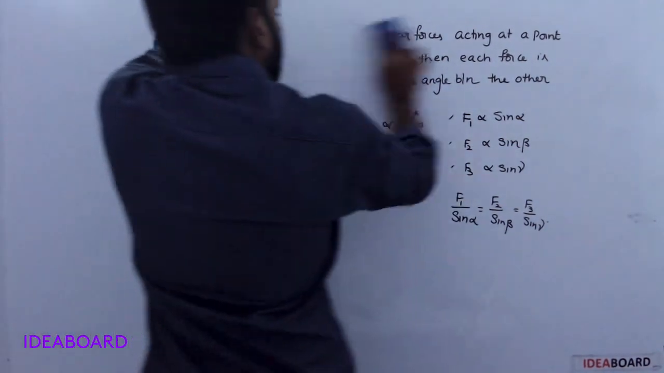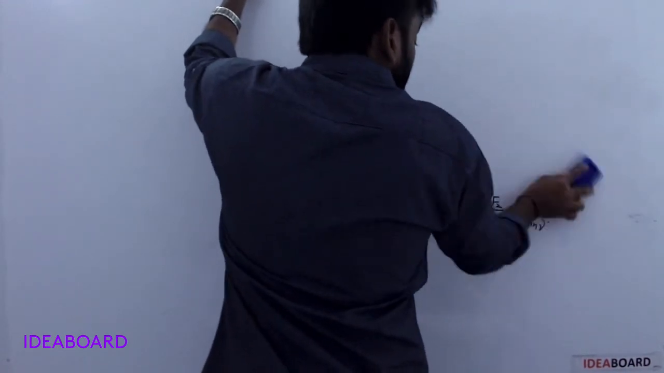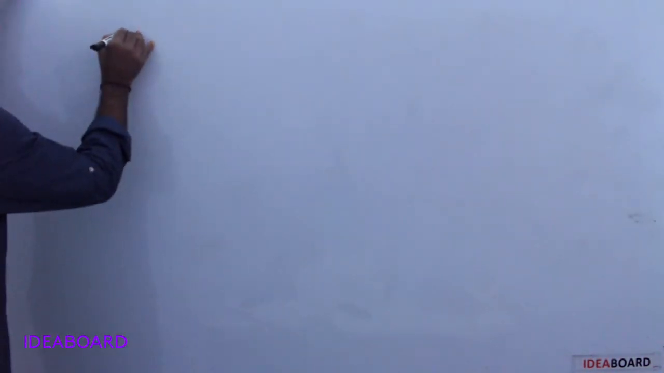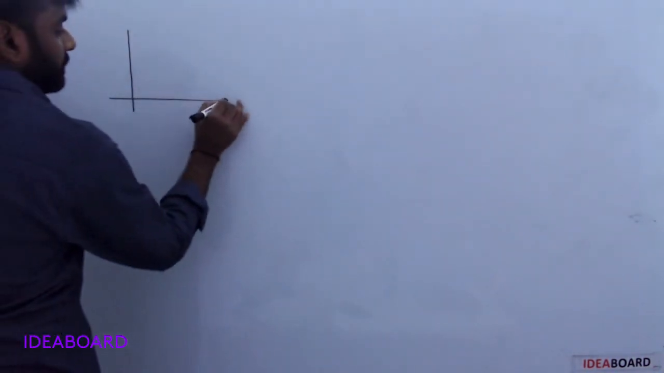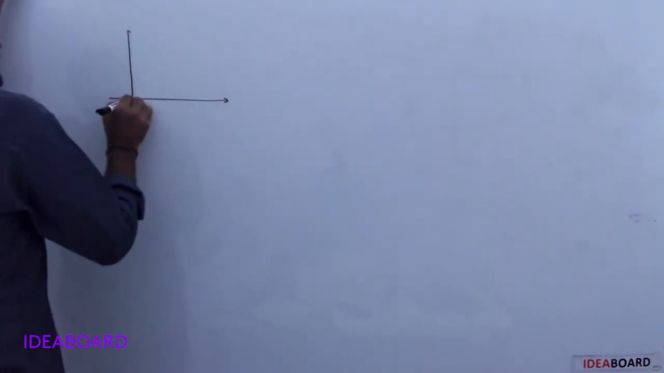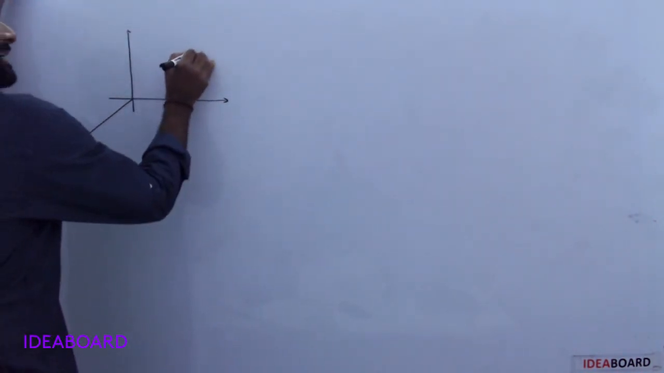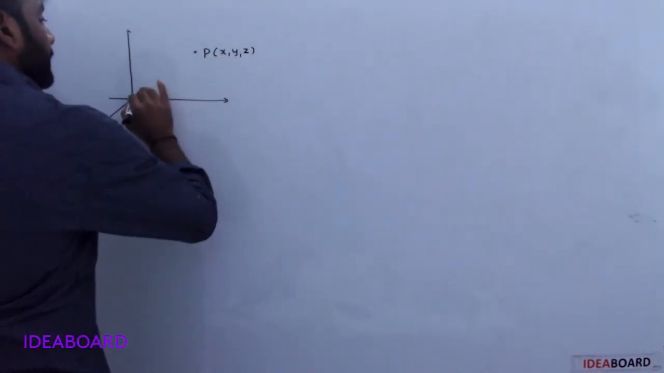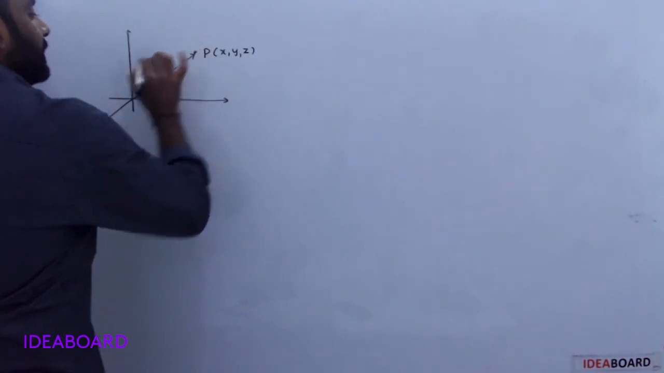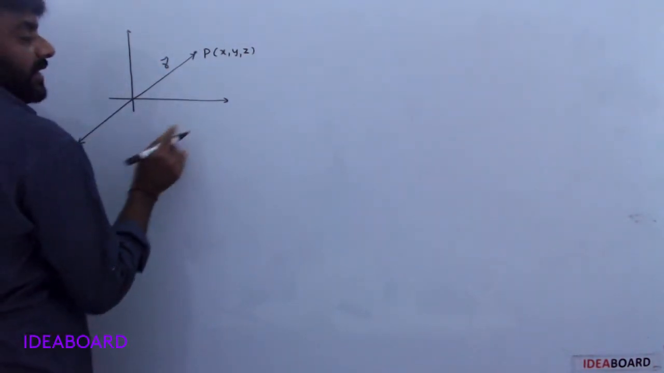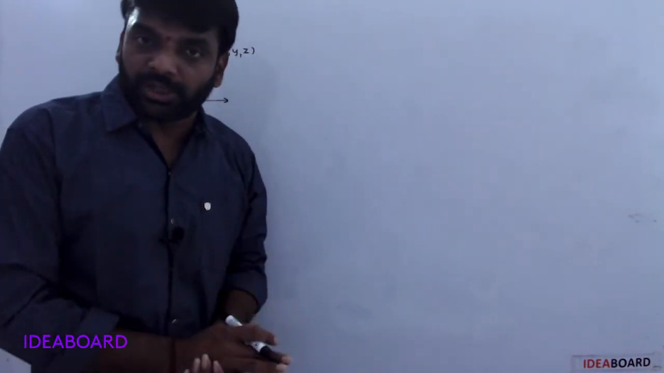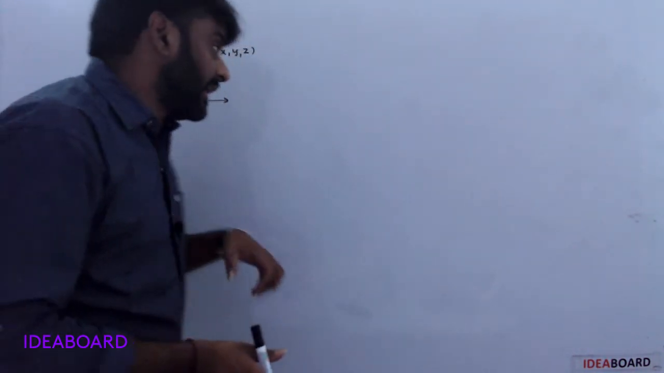Next, motion in a plane. In motion in a plane, you know already position vector. The position of the particle is represented by a vector. That vector is nothing but a position vector. It is already discussed. Okay.